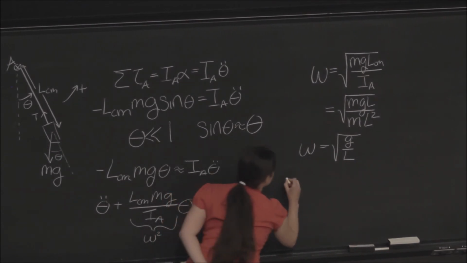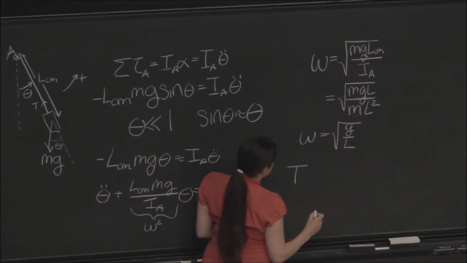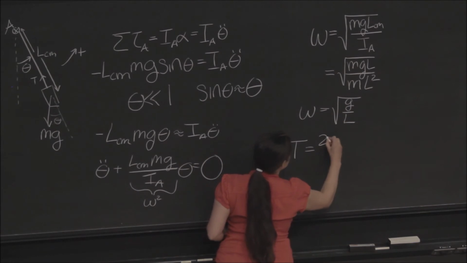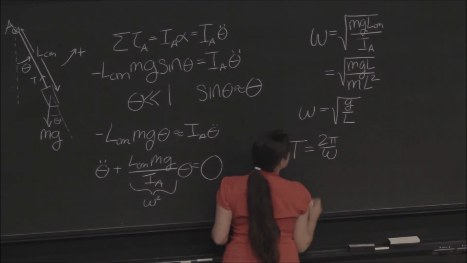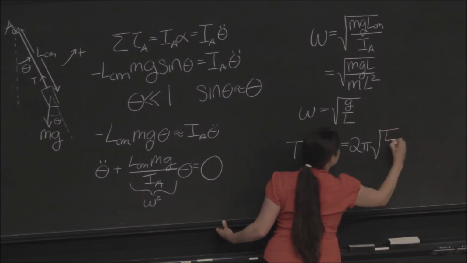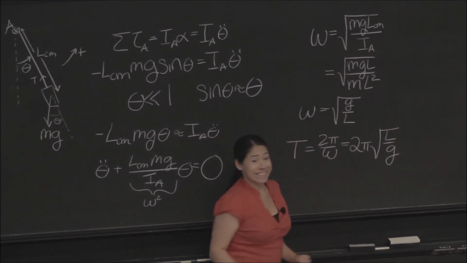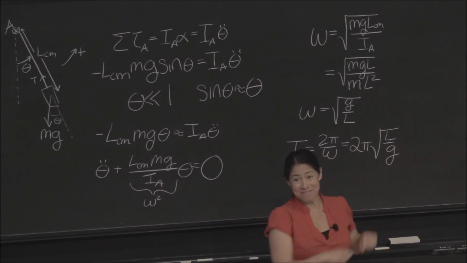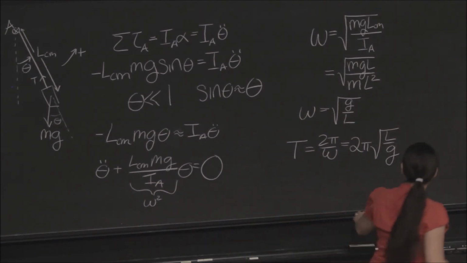And the period, which is what you guys measure in Frosh Lab, is 2 pi over omega, which is just going to be 2 pi square root of L over g. Is that what you guys got? Awesome.